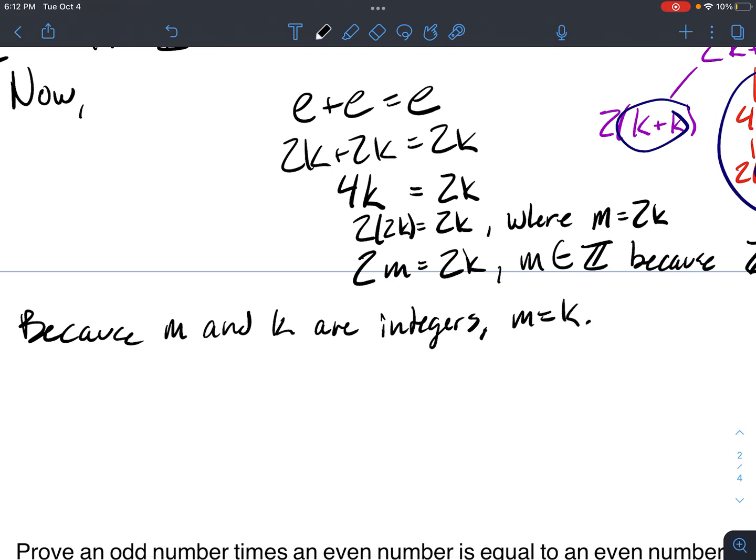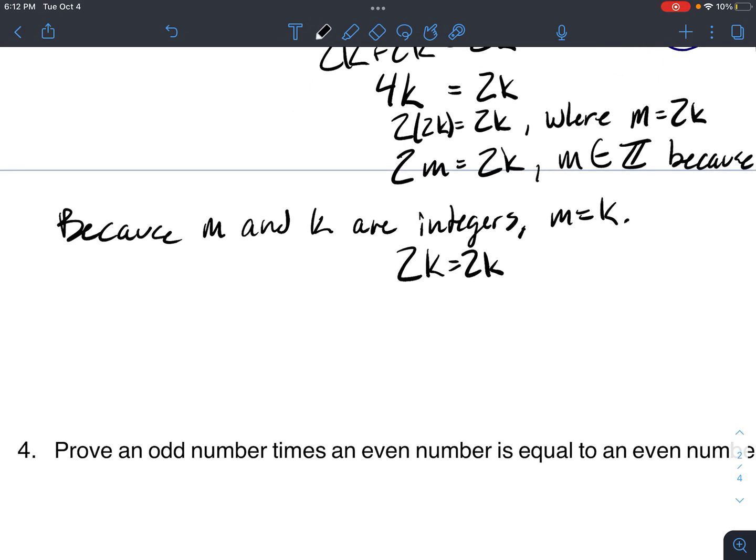So what we can do now is just substitute back in. So we can get 2k is equal to 2k. Because m is equal to k, we could take this m and plug it in for k, or vice versa, we could take the k and plug it in for m. So now we got 2k is equal to 2k. We got what we wanted. We got an even number is equal to an even number. So we can wrap it up.